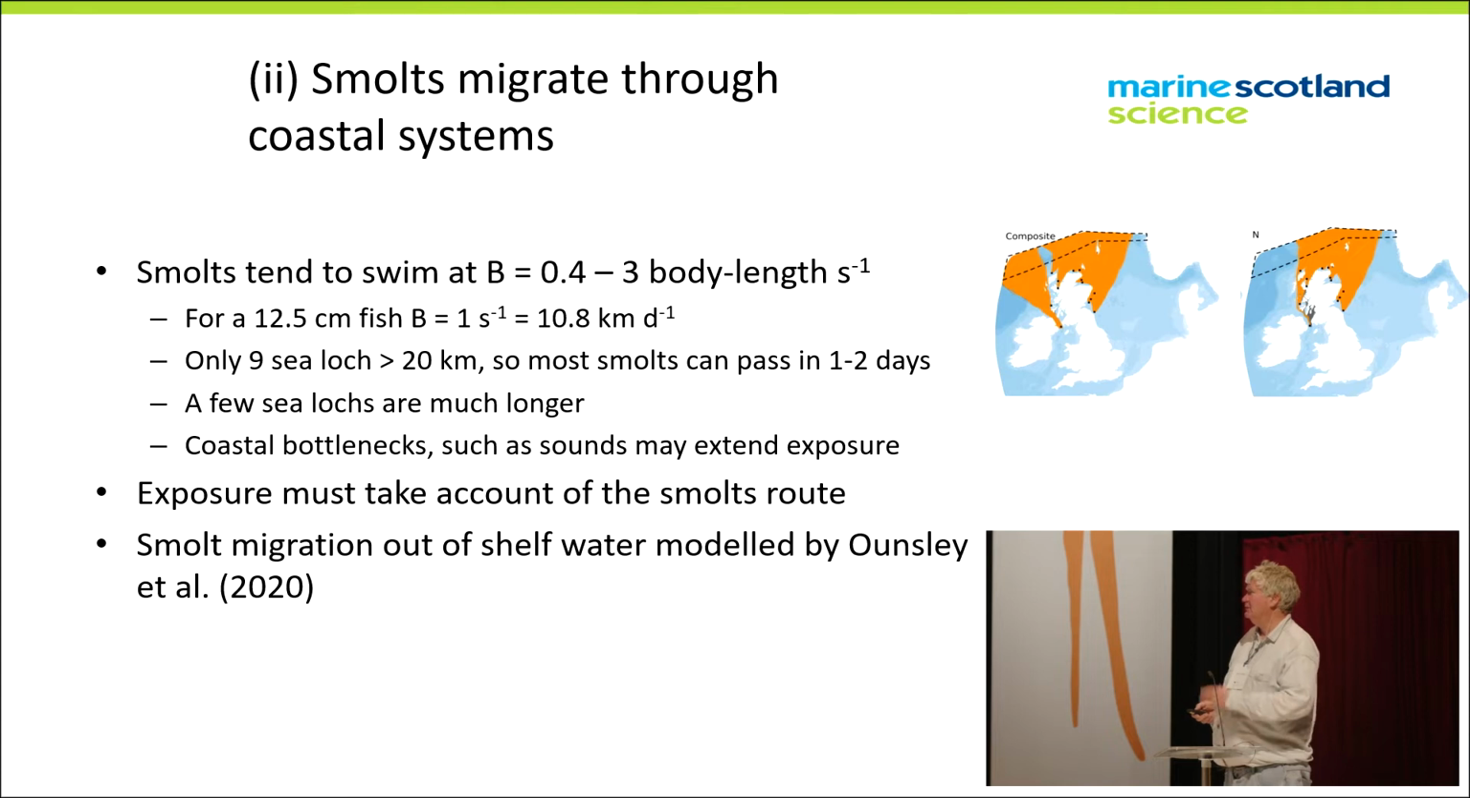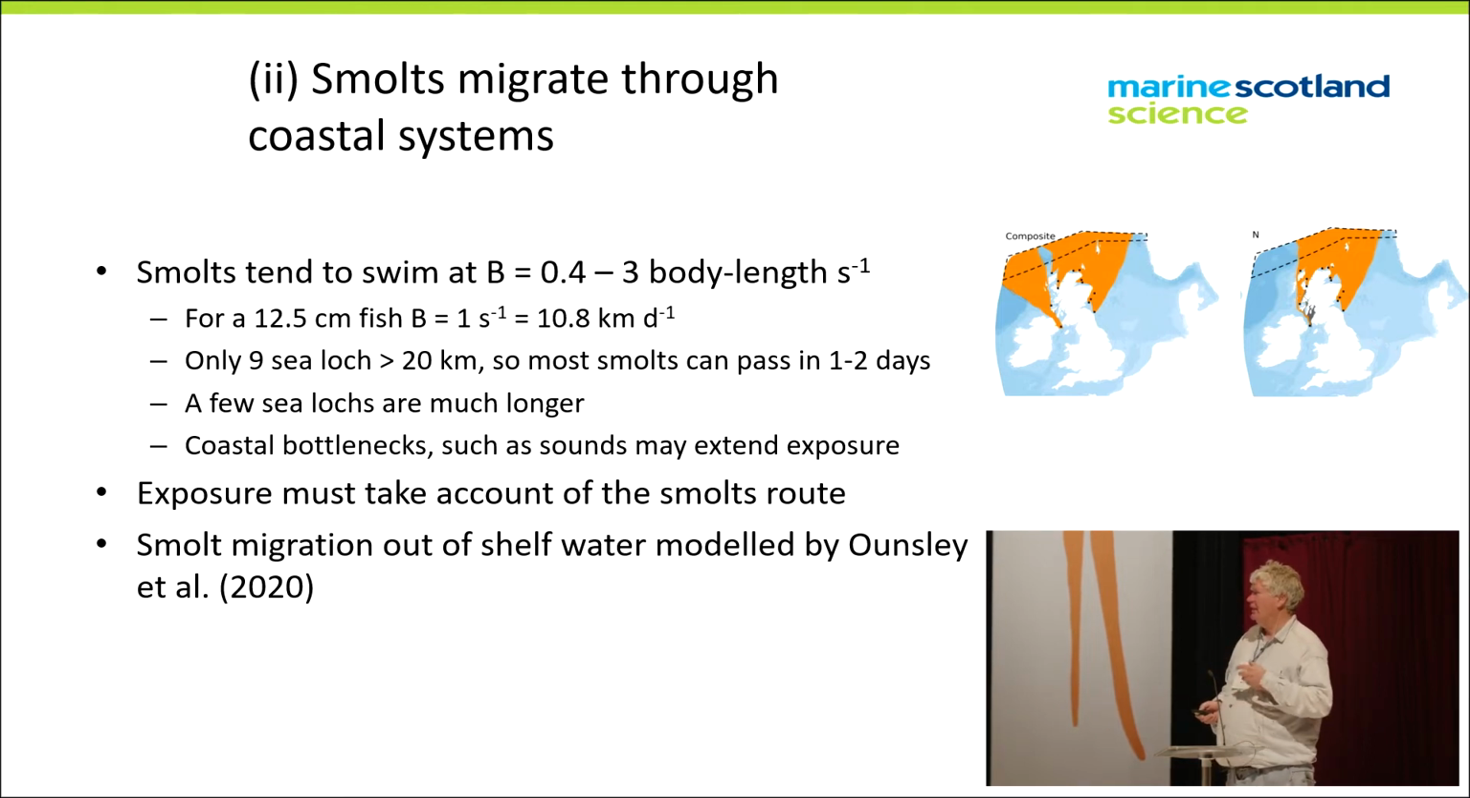The smolts migrate through the inshore and coastal ecosystem, swimming at about 0.4 to 3 body lengths per second. So at 1 body length per second, our 12.5 centimeter smolt swims 10.8 kilometers a day. Now, there are only a small number of lochs in Scotland that are more than 20 kilometers long. So that means most smolts can pass through these inshore waters within 1 to 2 days. But there are a few that are much longer, and there's continuing exposure in bottlenecks and around islands where there are farms that will extend the exposure from the immediate inshore exposure.